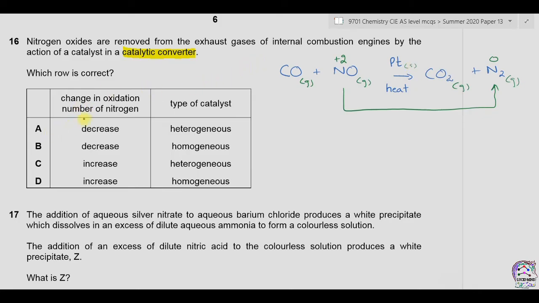First one is change in oxidation number of nitrogen. It decreases or increases. As we can see, it goes from +2 to 0, so it decreases, so therefore it could be A or B. Type of catalyst. Now catalyst is in solid form while the reactants and products are in gaseous form, so therefore it is not homogeneous, it is heterogeneous catalyst. So the correct option is A.